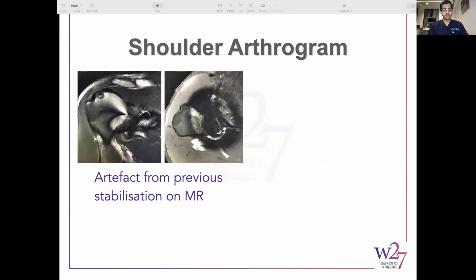Artifact is always a problem, particularly with metal artifact, and this was a rugby player that had previous anterior stabilization surgery, unbeknown to the performing radiologist and radiographer. They had contrast put in, and they went to the MR scanner, and these are the images that we got. This was on a 3T scanner.